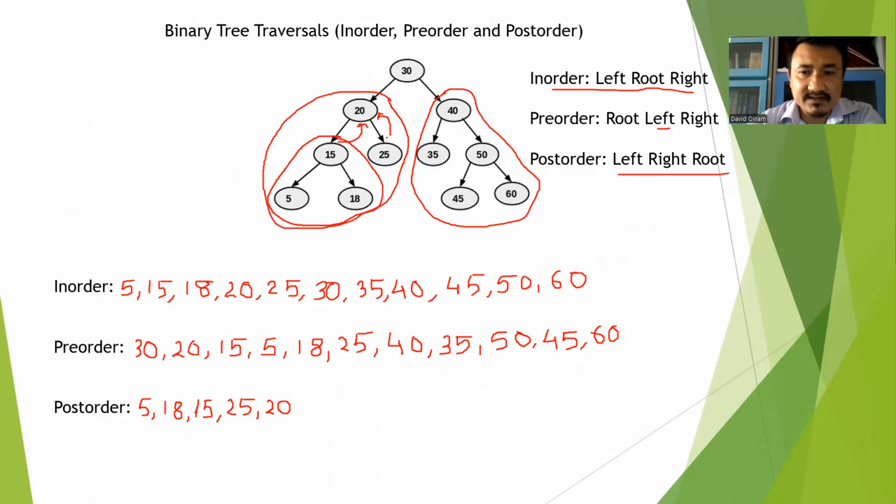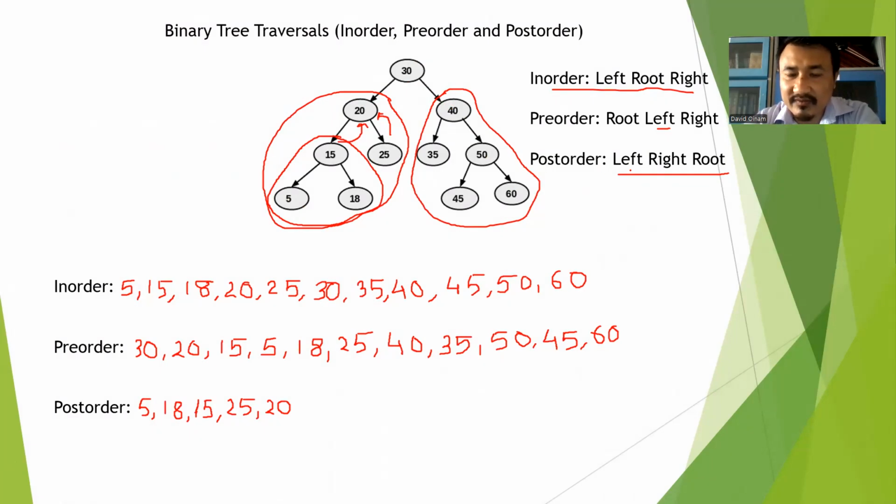So after this, this part is fully completed. This left subtree is fully completed. So after completing this left subtree for node 30, the left side is fully completed. Then we have to move to the right side. The right side for this root node is 40.